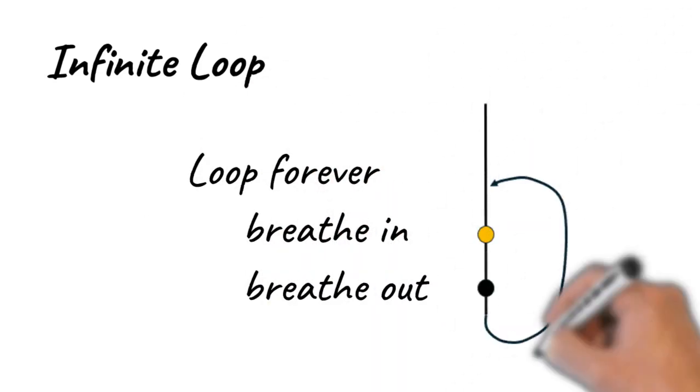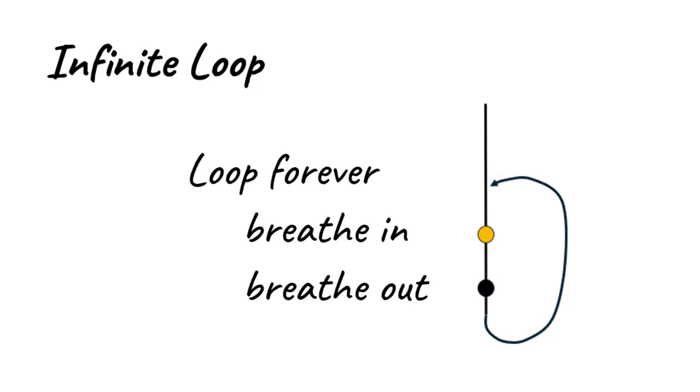One of the features of an infinite loop is that it starts at the top, works its way down, and then goes back round the loop and then does the same thing over and over again. So in this case, we're breathing in, we're breathing out, we go round the loop, and we repeat that over and over again.